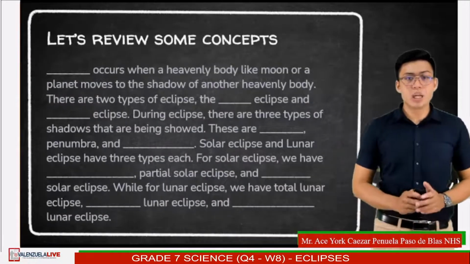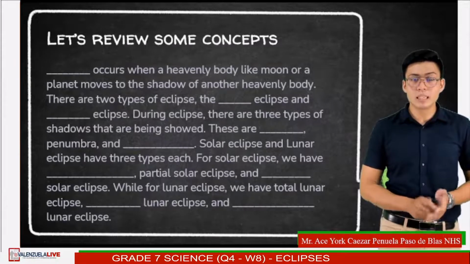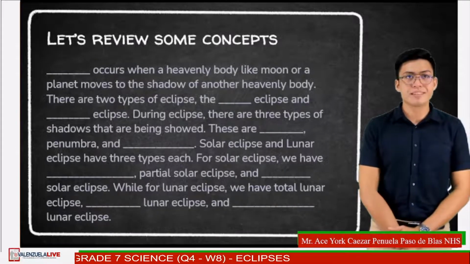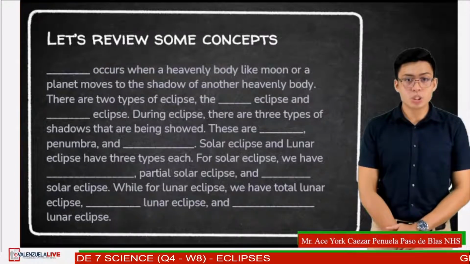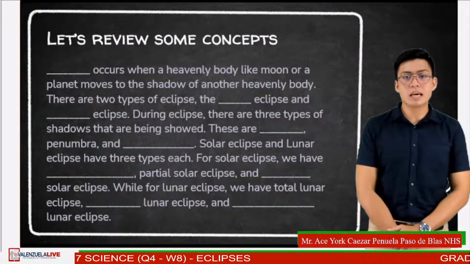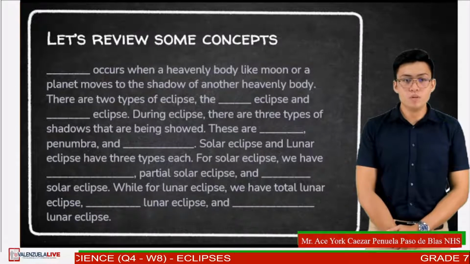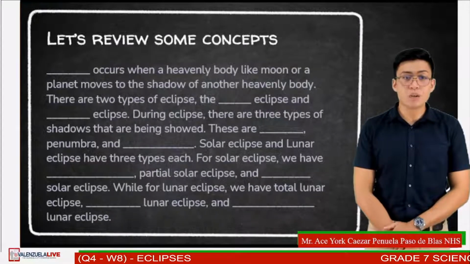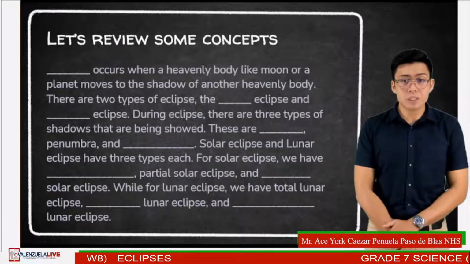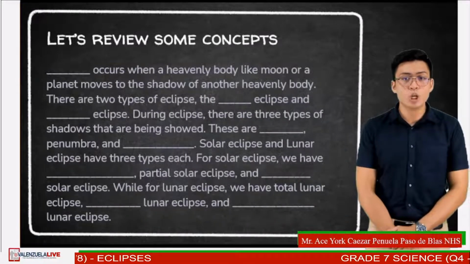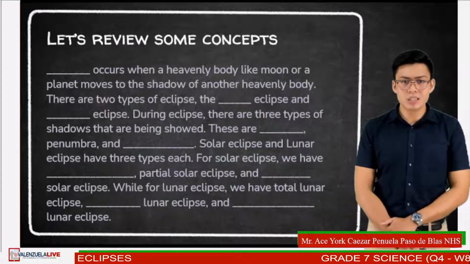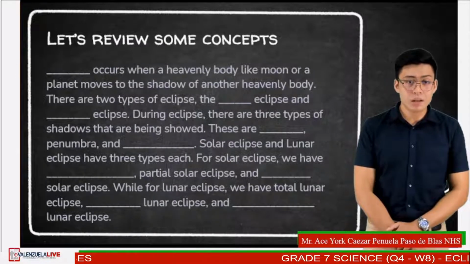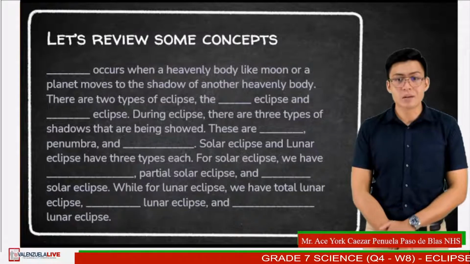Let us now sum up the concepts that we had discussed. So I want you to complete this paragraph. Blank occurs when a heavenly body, like a moon or a planet, moves into the shadow of another heavenly body. There are two types of eclipse, the blank eclipse and blank eclipse. During eclipse, there are three types of shadows that are being shown. These are blank, penumbra, and blank.